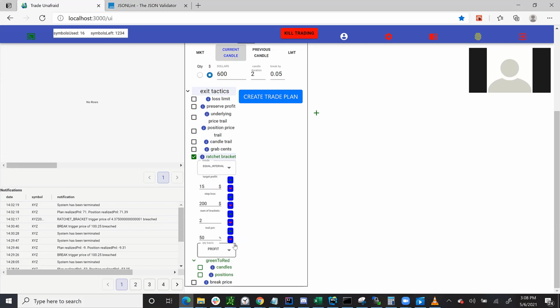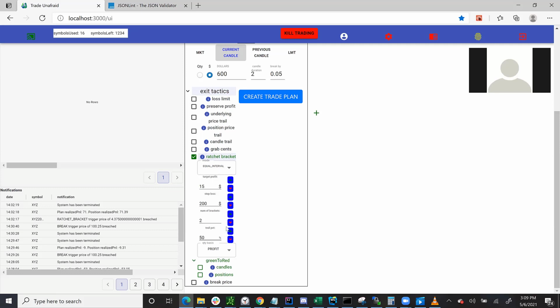I also mentioned that if ratchet bracket isn't good for you, we have something simpler called grab sense. This is more of a scalping kind of tactic, but we can go through grab sense as well if ratchet bracket is no good.